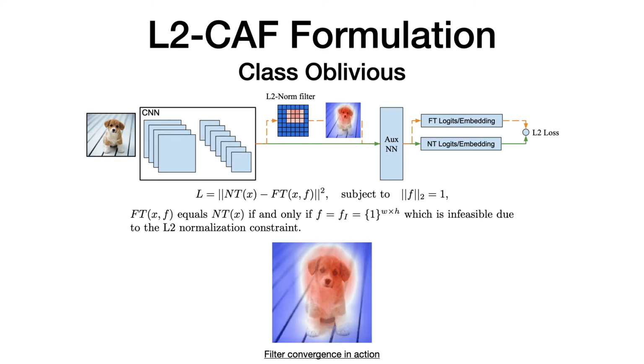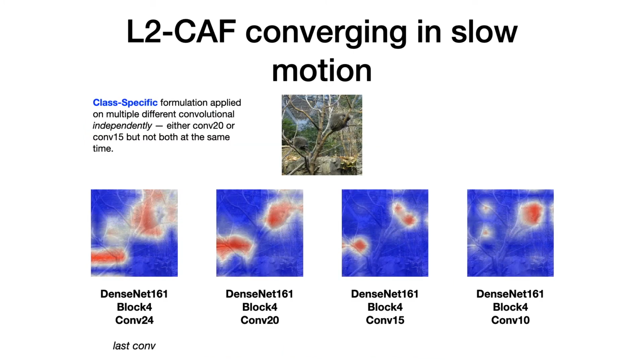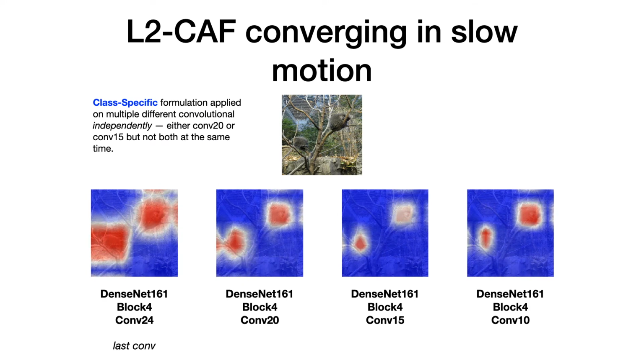The class-specific formulation is similar to the class-oblivious formulation, but it works only for classification networks with logits. This formulation optimizes the filter to maximize the logit for a particular class while minimizing the logits for all other classes. In this image, we show the heat map for an input image with both class-oblivious and class-specific formulation. While the class-oblivious formulation generates a single heat map per image, the class-specific formulation can generate a heat map per class. L2-CAF can visualize attention in both the last and intermediate convolution layers of a classification network.